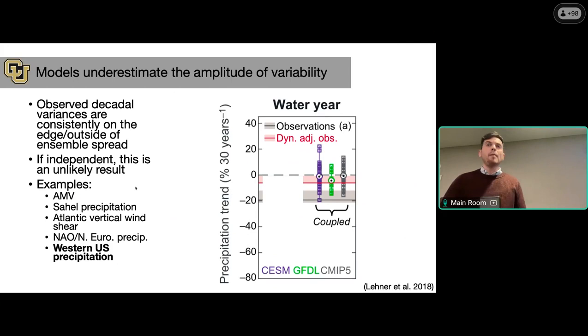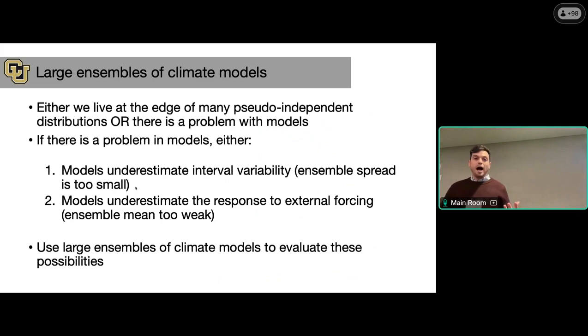So I'm going to argue here that this is a kind of systematic error. I think there are two options. Either we live at the edge of this distribution, that the world has been kind of weird, and I think that would take you believing the world is really weird to take that approach, or there's a problem with models. And as we've seen today, there are plenty of problems with models that we can improve.